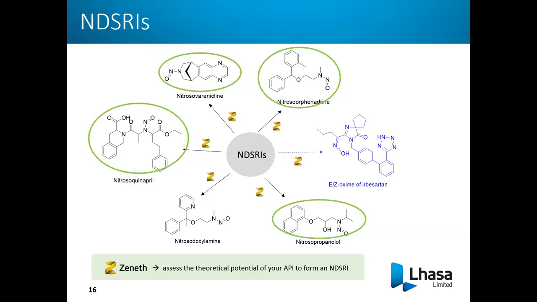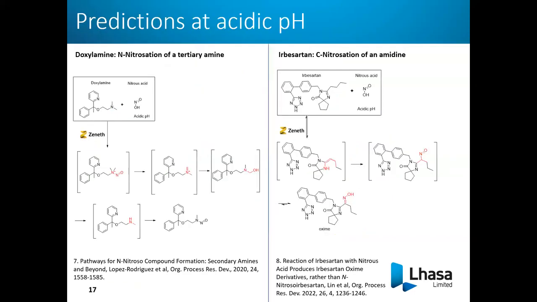This, of course, isn't technically an NDSRI. You've formed an oxime in preference to the API-related nitrosamine, but as I go on to discuss mitigation strategies later, I thought it worth including, because sometimes it is important to know what might form preferentially, as opposed to just nitrosamines getting formed. In addition to the overall degradation products being predicted, Zenith will also go into all of the mechanistic steps for a given degradation pathway. For example, for doxylamine, which contains a tertiary amine, the mechanistic steps leading to the dealkylation to a secondary amine are all predicted, and the species is then nitrosated to the NDSRI.